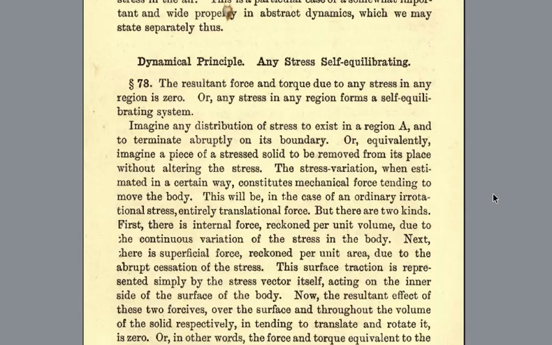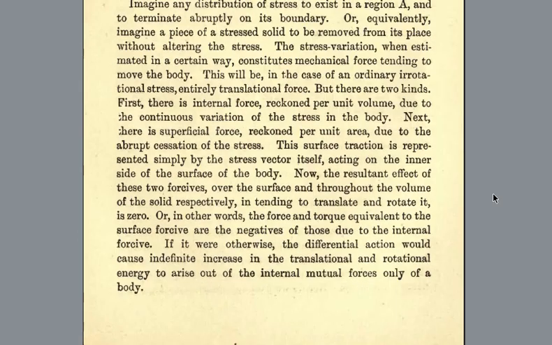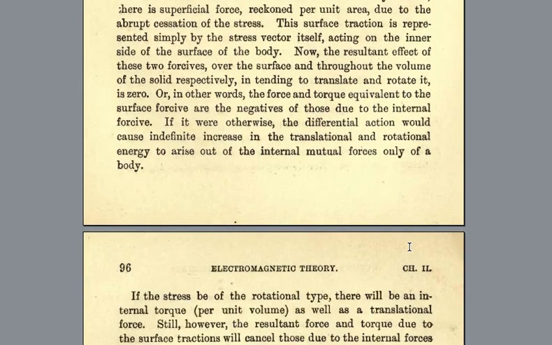First, there is internal force, reckoned per unit volume, due to the continuous variation of the stress in the body. Next, there is superficial force, reckoned per unit area, due to the abrupt cessation of the stress. This surface traction is represented simply by the stress vector itself, acting on the inner side of the surface of the body. Now, the resultant effect of these two forces, over the surface and throughout the volume of the solid respectively, intending to translate and rotate it, is zero.